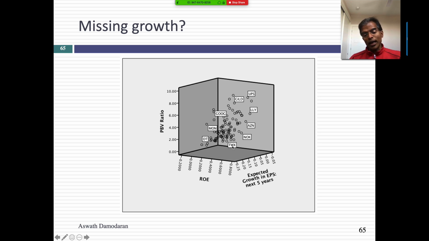The closest I get is Time Warner. The furthest away I get is Gilead. So again, if you want to bring in a third dimension, do so, but don't get so hopelessly confused that you don't know where you're going. So low price to book, high return on equity, high growth. You're looking for that combination, and that combination is going to be your cheapest stock.